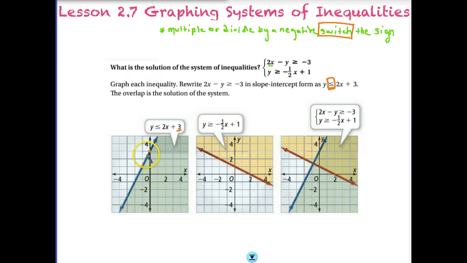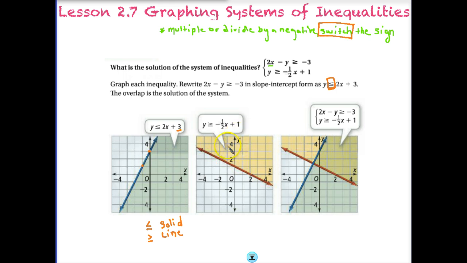Notice again that our line is solid. If you remember, if we have a greater than or equal to or a less than or equal to, we are going to have a solid line. If we have just a less than or we have a greater than, we would have a dashed line. Okay, so less than or equal to or greater than or equal to, we're going to have a solid line.